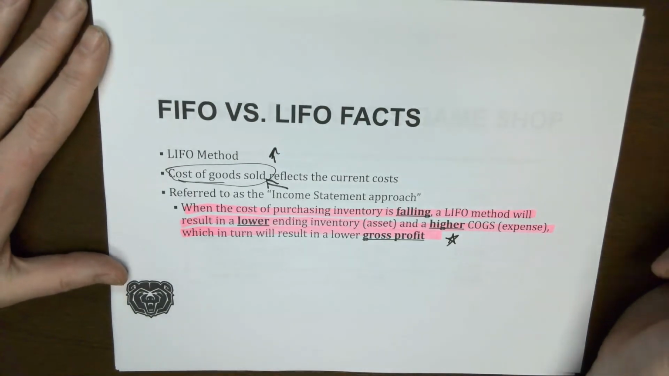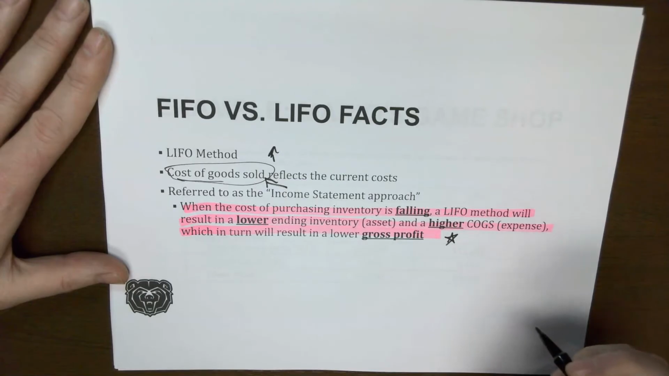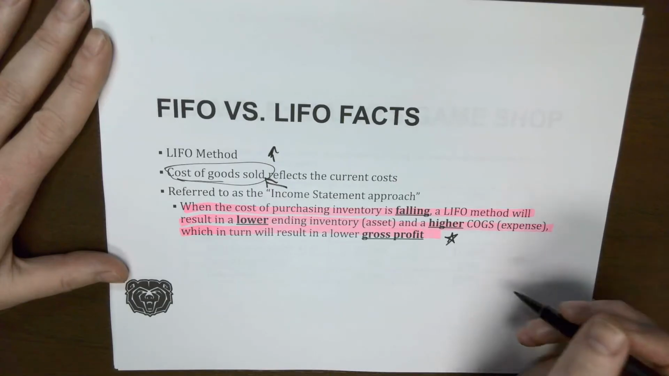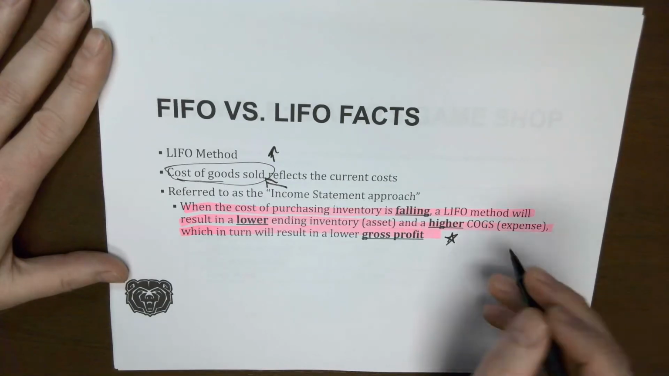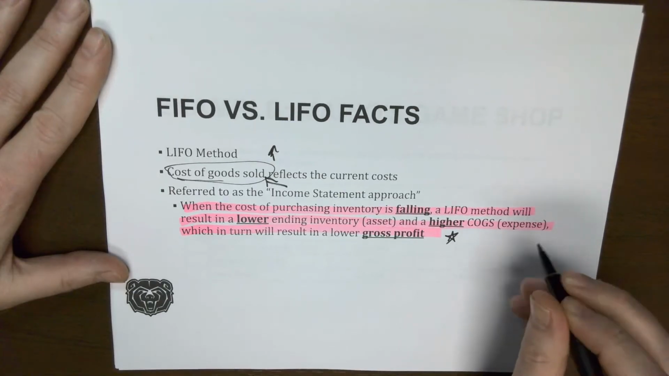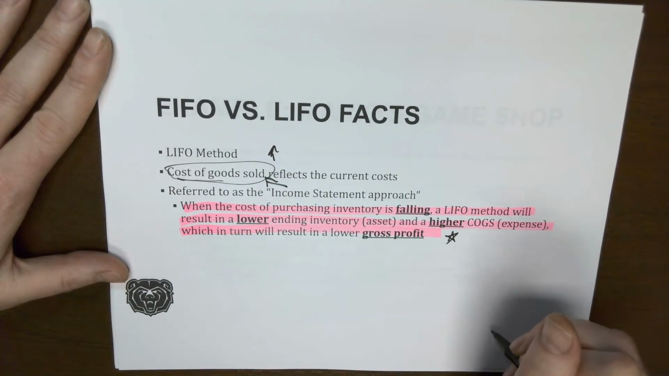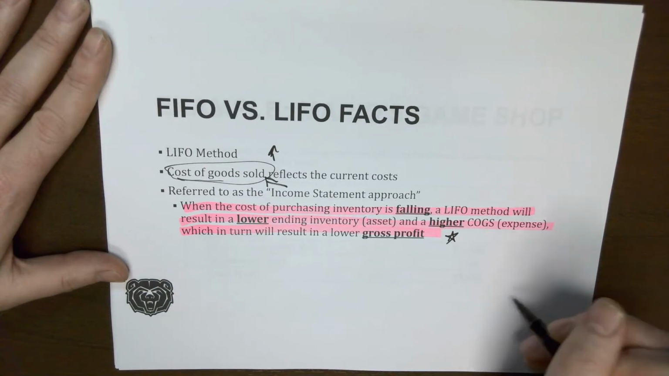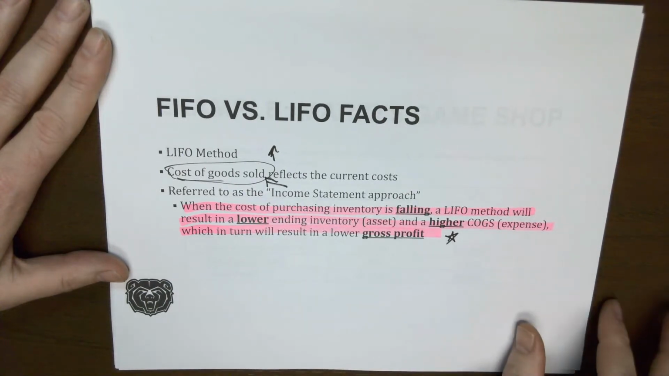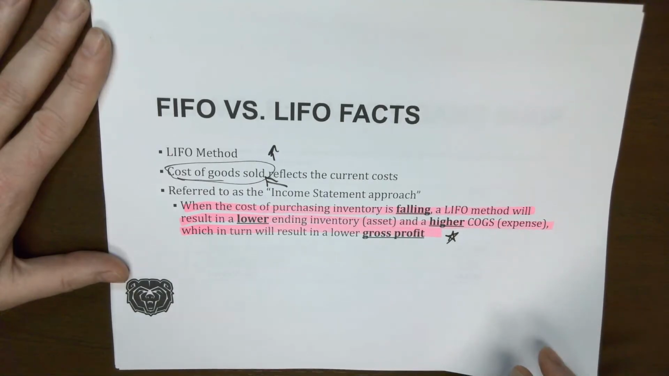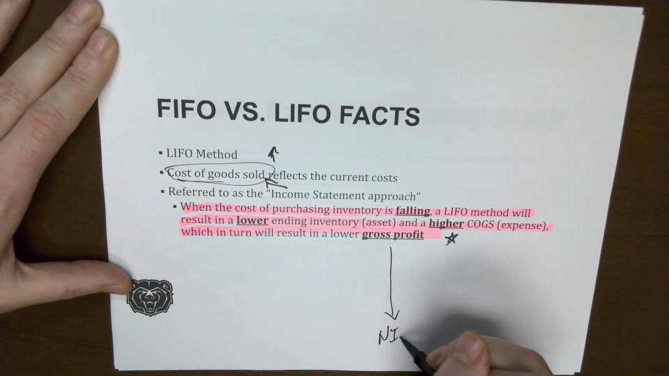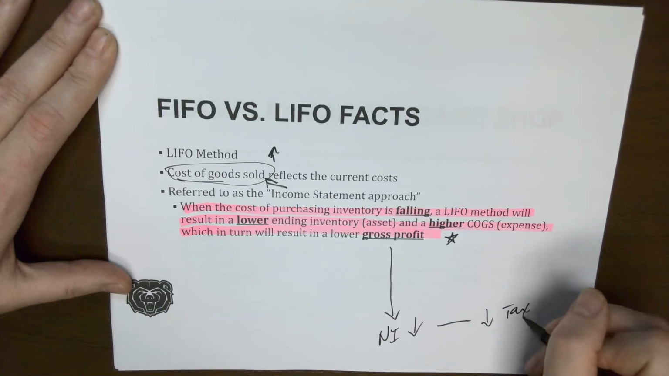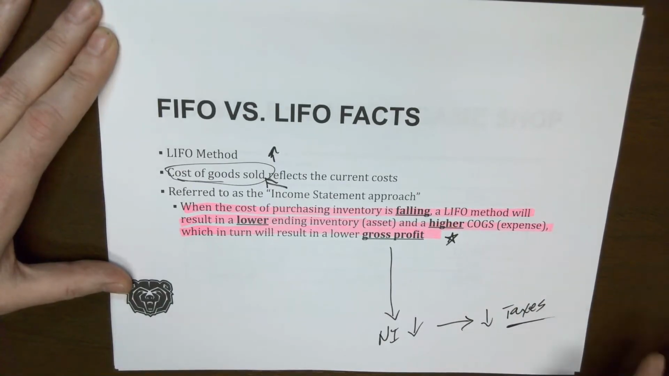So when the cost of purchasing inventory is falling, then the LIFO method is going to give you a lower ending inventory and a higher cost of goods sold. Because if your cost of purchasing inventory is decreasing and you're selling the older stuff that you paid more for, that's what ends up in your expense, and the stuff you paid less for ends up in your inventory. It results in a lower gross profit, which if you follow it all the way down to net income, results in a lower net income, meaning you have lower taxes. And that's typically why people do this, for tax purposes.